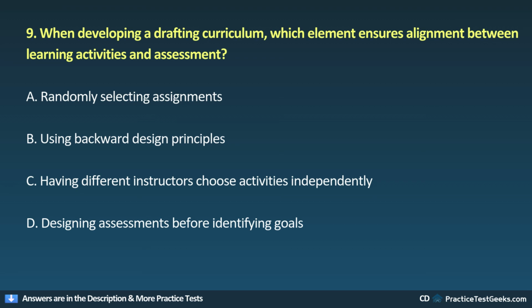9. When developing a drafting curriculum, which element ensures alignment between learning activities and assessment? A. Randomly selecting assignments. B. Using backward design principles. C. Having different instructors choose activities independently. D. Designing assessments before identifying goals.